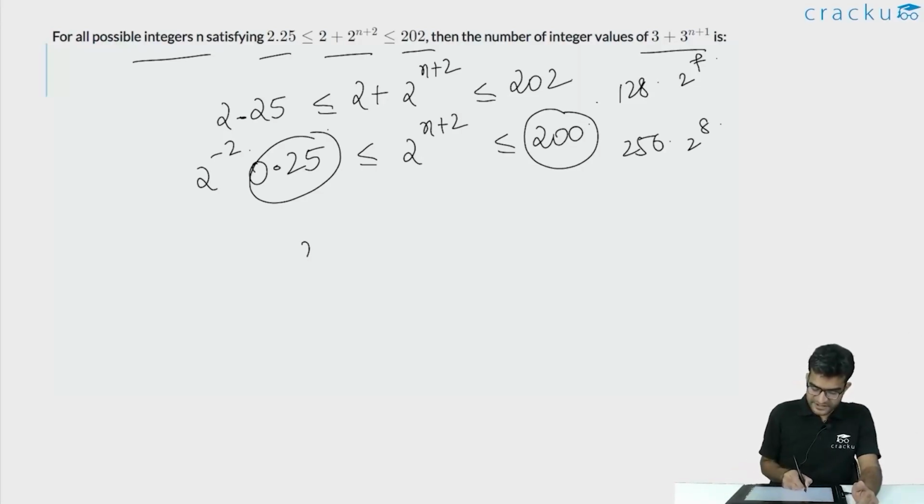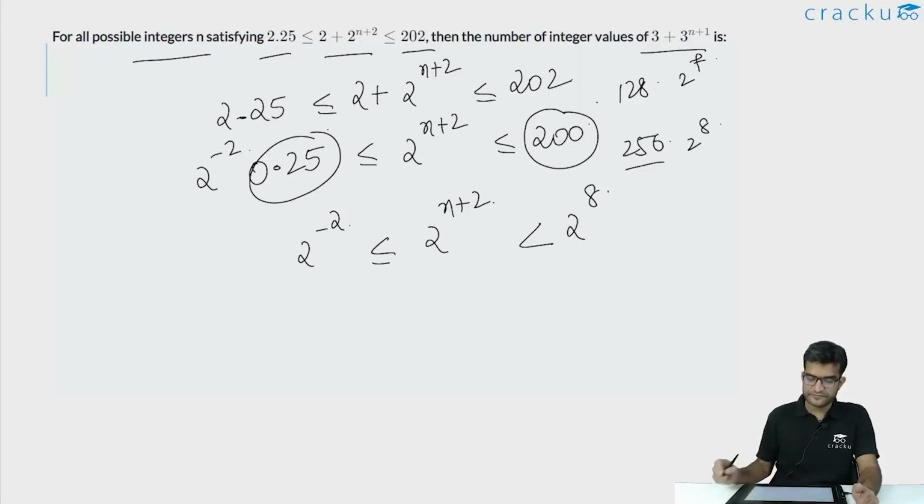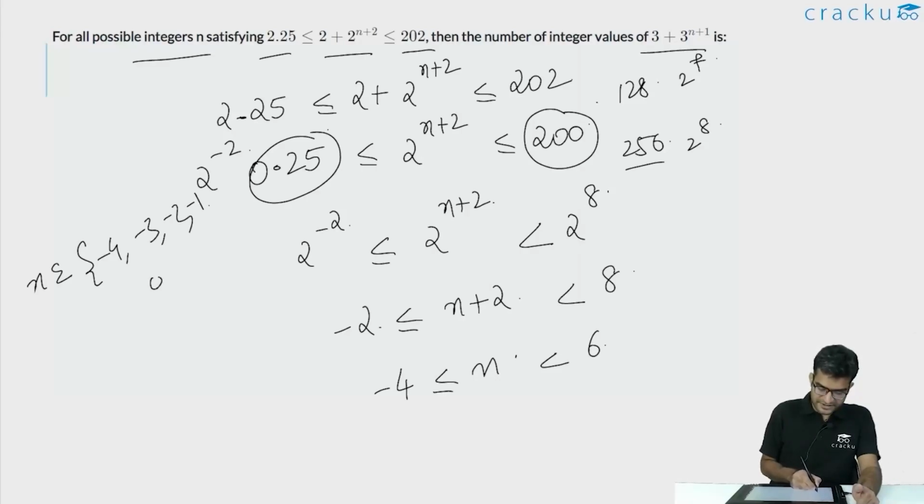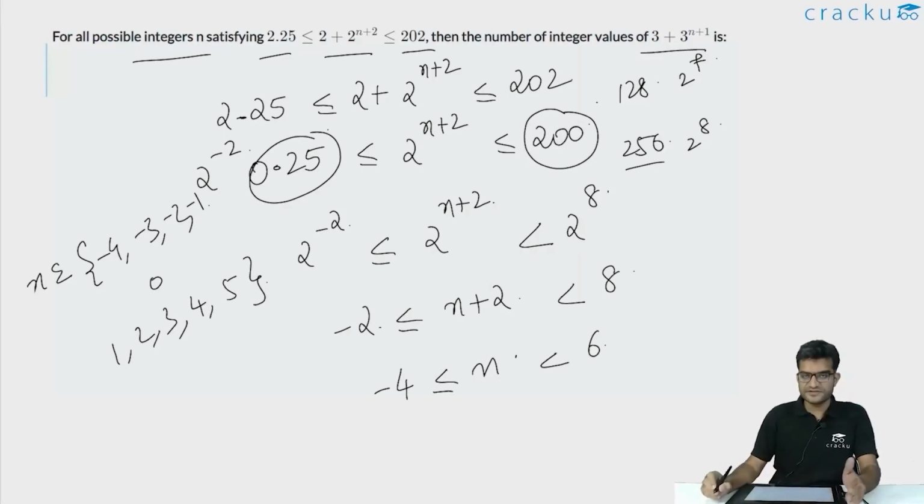So if you are looking at it, 2 to the power minus 2 is less than or equal to 2 to the power n plus 2, which is now less than 256, which is 2 to the power 8. Or the value of n plus 2 is greater than or equal to minus 2 and this is less than 8. Or the value of n is greater than or equal to minus 4 and this is less than 6. So the values that n can take are minus 4, minus 3, minus 2, minus 1, 0, 1, 2, 3, 4 and 5. These are all the values that n can take.